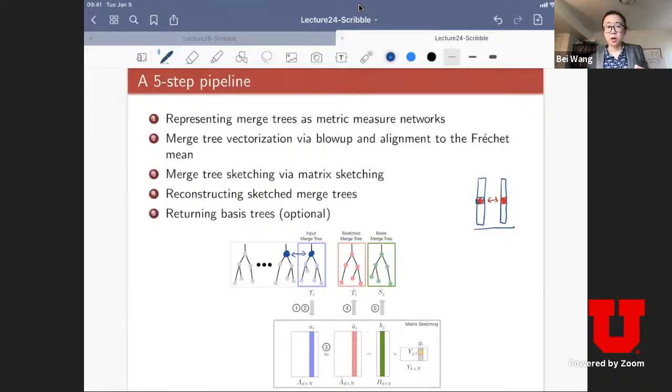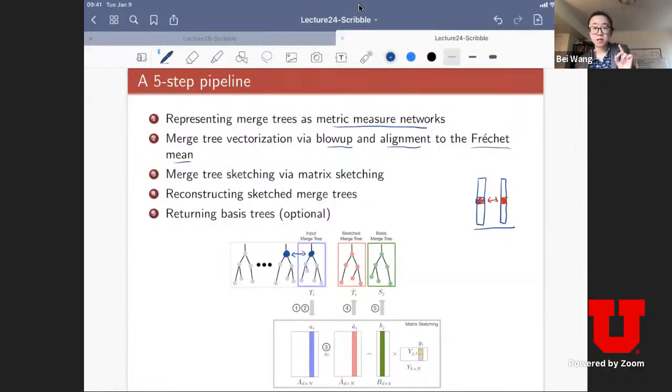All right. Okay, so if you look at step 1 and 2, those achieve the goal together. So step 1 is to say for every single merge tree, I'm going to treat it as what's called a metric measure network, which we're going to see very soon. We're going to treat it as essentially there's a probability distribution over each of those trees. The second one is when I vectorize it, which means making it into a vector, there is essentially the process of blow up, which makes them to be of the same size, and alignment, which is making sure their dimensions correspond to one another, with respect to what's called the Fréchet mean.